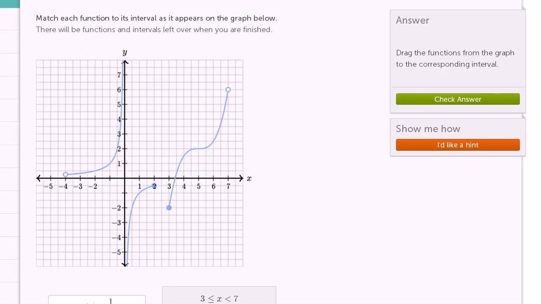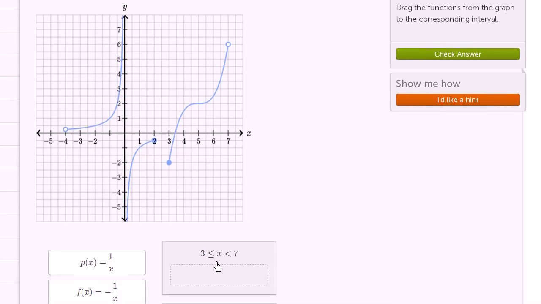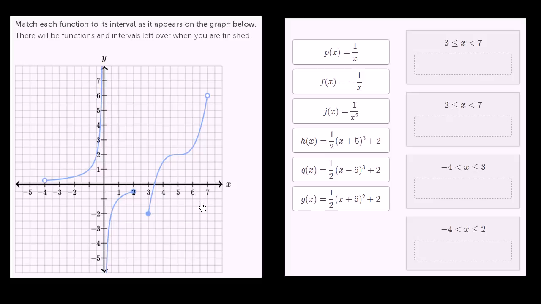So if we thought, for example, that in the interval between where x is greater than or equal to 3 and x is less than 7, that this is being defined by 1 over x, we would drag this into that just like that. So to help us think through it, I've copy and pasted this thing onto our scratch pad. And let's just go interval by interval.